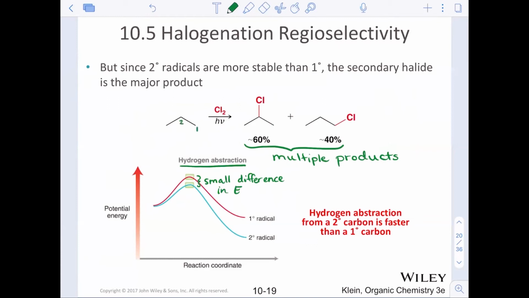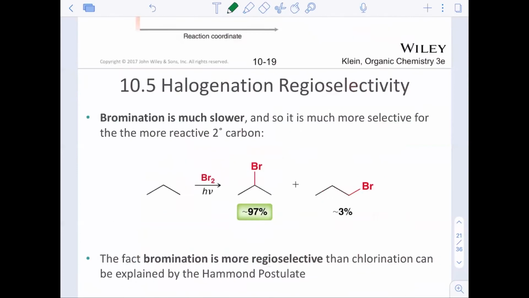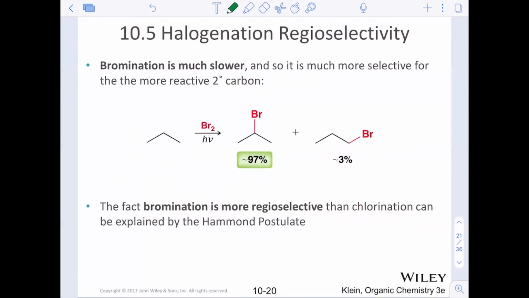Notice that we're only showing carbons 1 and 2 here because propane is symmetrical. Carbon 1 is the same as carbon 3, right? Taking that a little bit further, we see the same propane molecule and we see a 97% product from the secondary carbon. This can't isolate that.